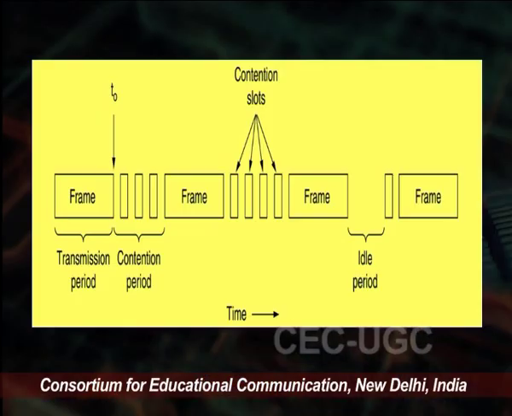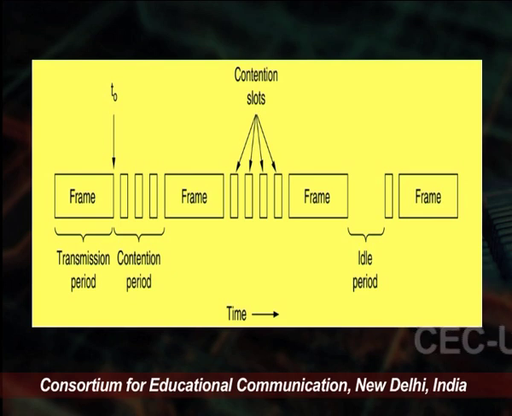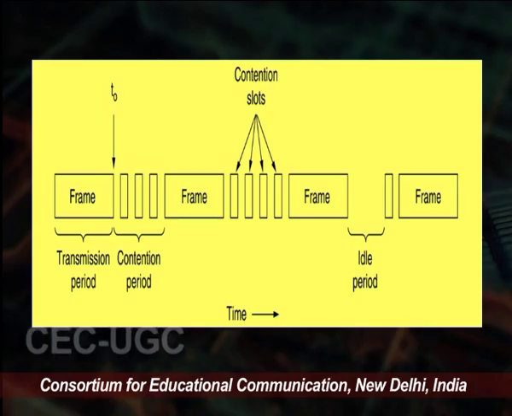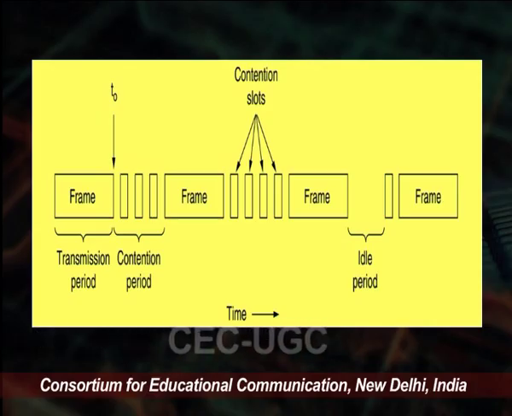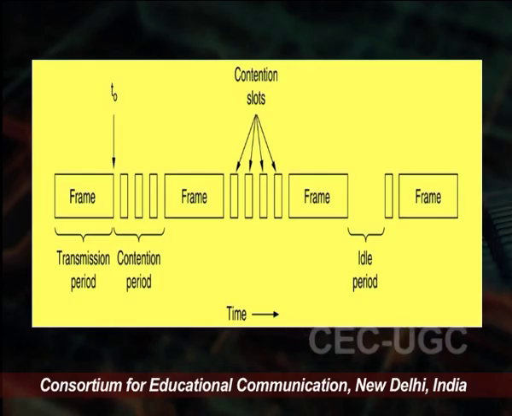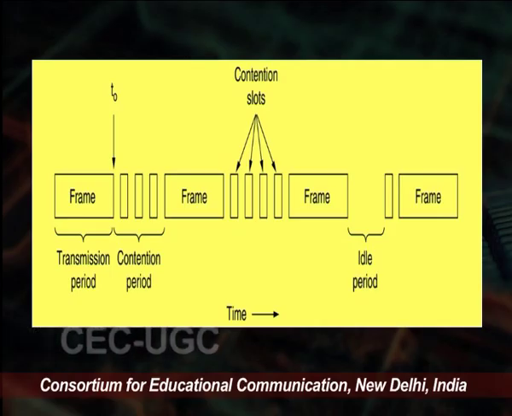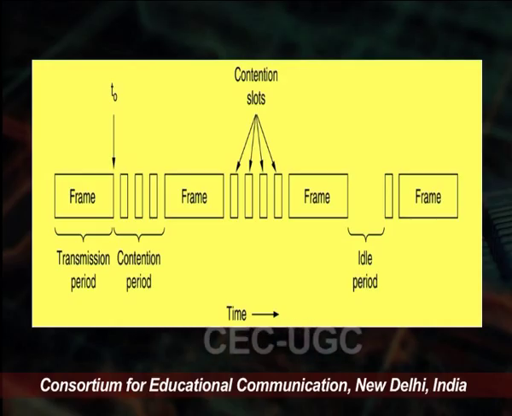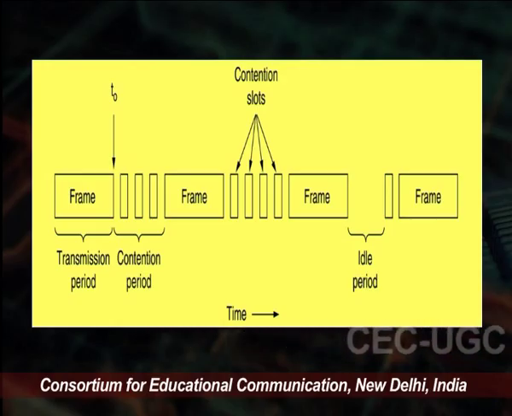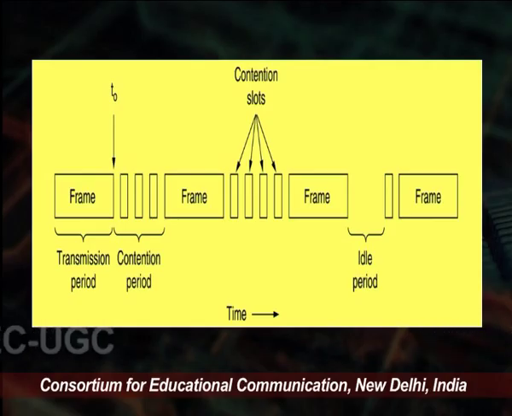Now, in this figure you can see how collision detection is going to happen, and over the whole transmission time there are basically three types of different periods. One is a transmission period, another one is a contention period, and the third one is an idle period, over the whole transmission time.